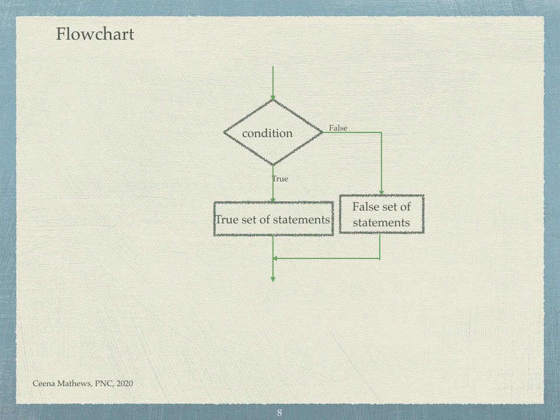This is the flowchart that represents it. If the condition is true, the true set of statements will be executed. If the condition is false, the false set of statements will be executed. In both cases, after the execution of the corresponding set of statements, it will move on to the next statement in the program.